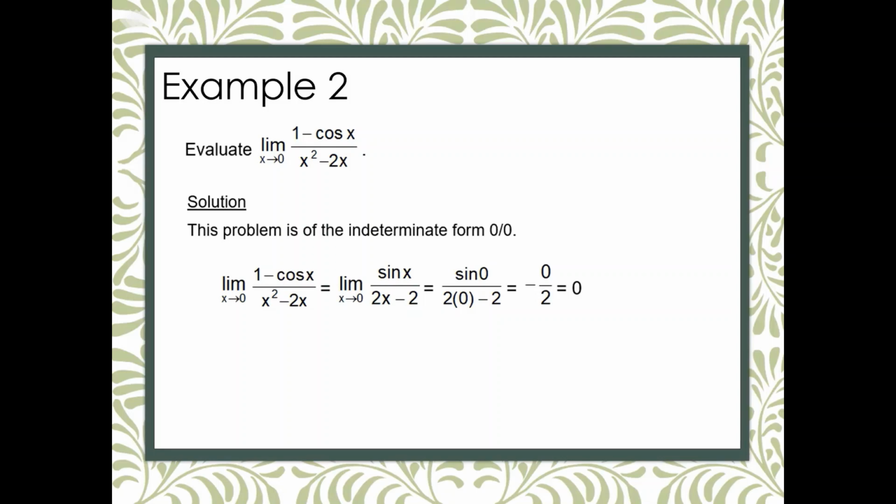Proceed with example 2. By direct substitution, it leads to 0 over 0 form. To solve the limit, differentiate both numerator and denominator separately. Differentiate 1 minus cos x is sin x, and differentiate x squared minus 2x is 2x minus 2. Replace the x with 0 and simplify, you will obtain negative 0 over 2, which is equal to 0. Take note that when 0 is divided by any number, the answer is always 0.